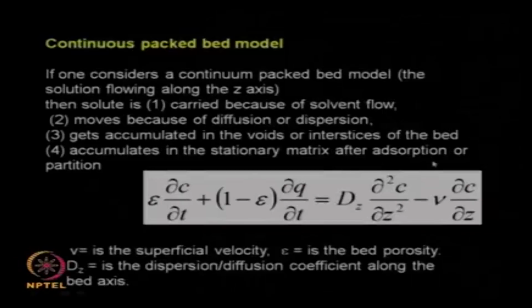So we have the solute moving in with the solvent or the mobile phase from one end to the other. So solute is getting carried because of solvent flow, the solvent is flowing at certain velocity. The solute is moving because of diffusion or dispersion, because there is always going to be diffusion like your Fick's law of diffusion. I hope you all remember what is a Fick's law. And then this solute is going to get accumulated in the voids of the interstices of the bed. That means the voids of the interstices of the bed is going to contain your continuous phase solvent. So solute is going to be present there, and you are also going to have a solute accumulated or adsorbed onto the stationary phase, that is the solid material. So you have two accumulations, okay.